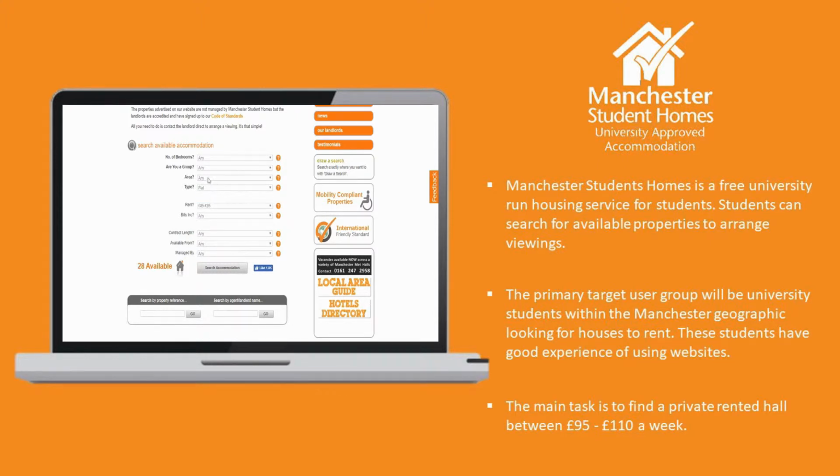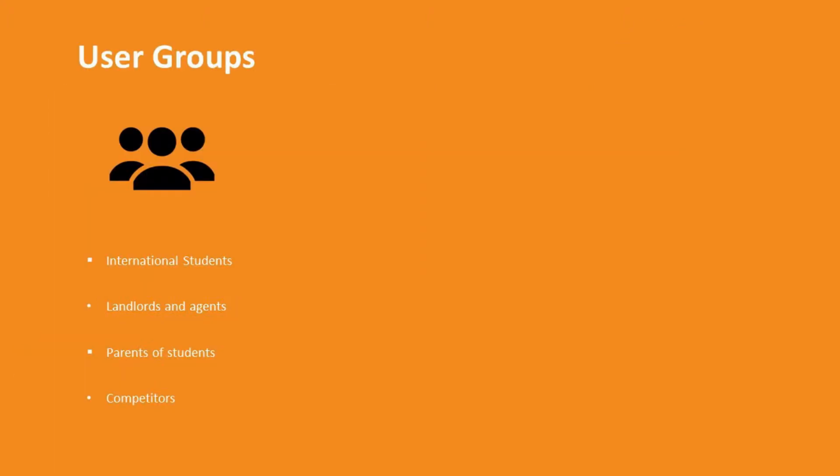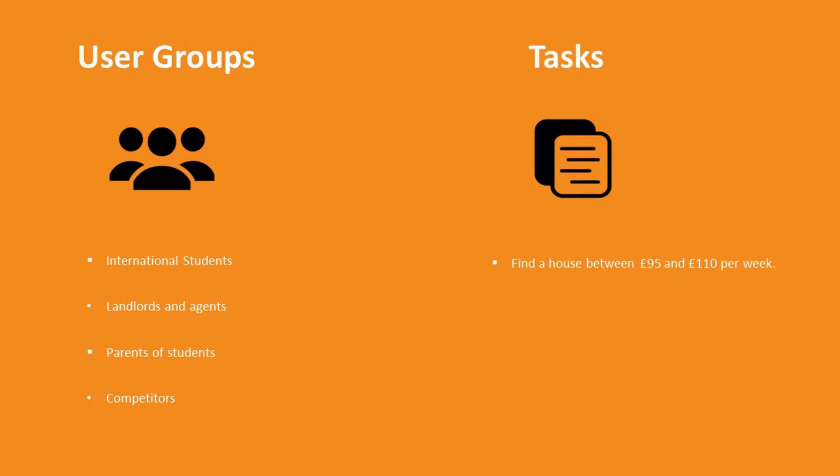Other members of our team focused on other tasks and user groups in which we collaborated our findings. Other user groups who may use this website include international students, landlords or agents, and parents of the students. We also focused on other tasks such as find a house between £95 and £110 a week, find and inquire about a student property, inquire about finding a new housemate, and find a credible landlord to rent from.